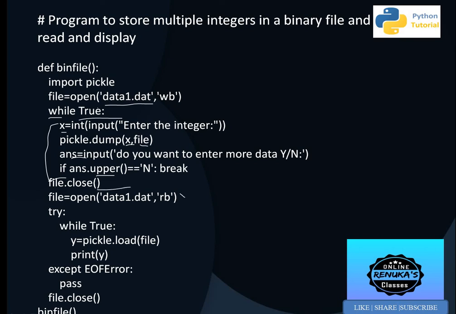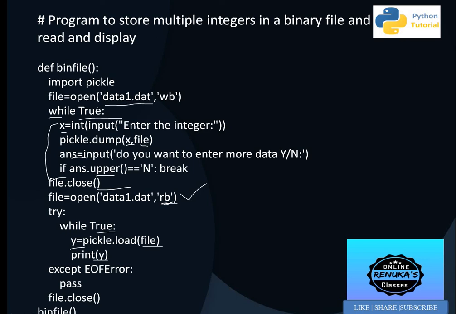Now again we will open the file, but this time we will open it in read mode, and while True, until the condition is true, we will pickle.load from the file, means one item from the file, keep it in y and print y. Then go up, if still some data is there, pick that data, store it in y and print y. Until there is something left in the file, repeat this process, and after that we can come out and close the file.